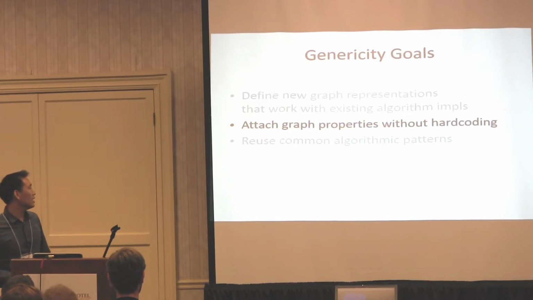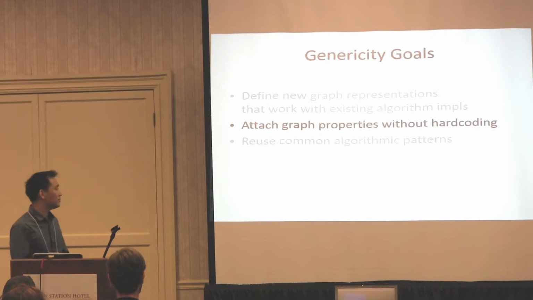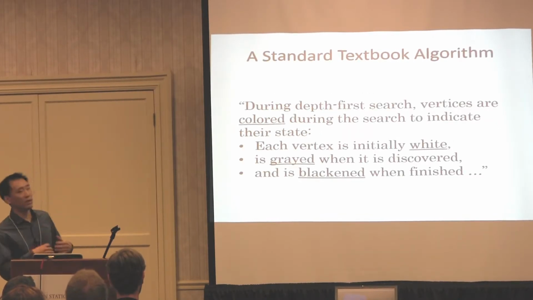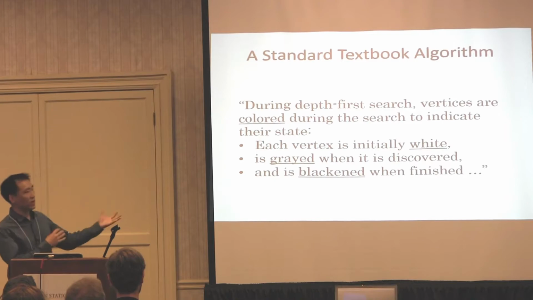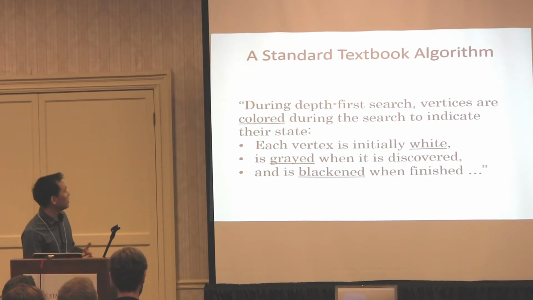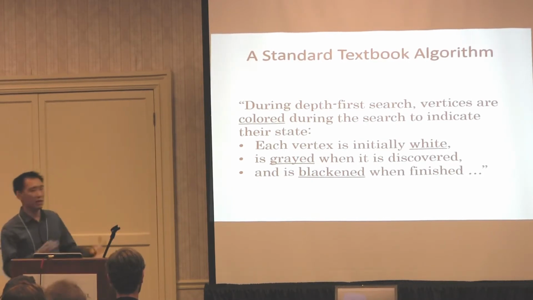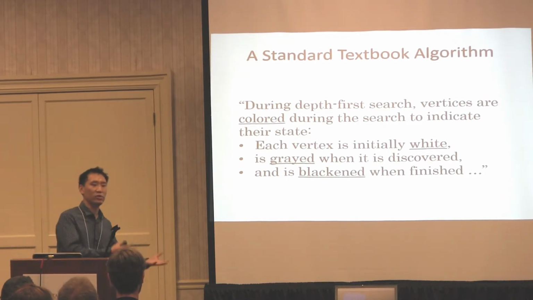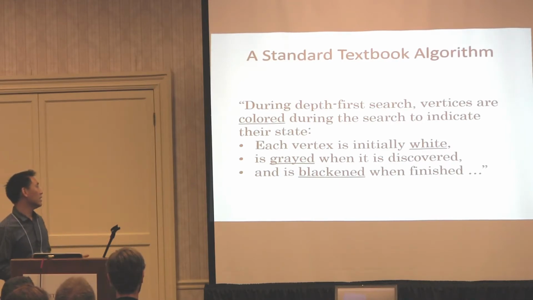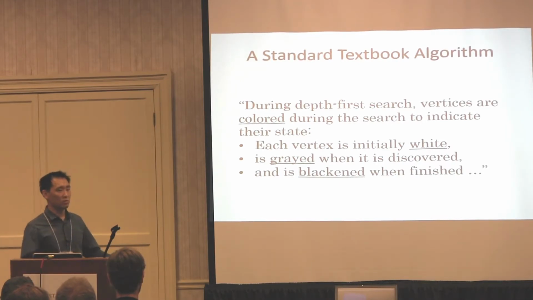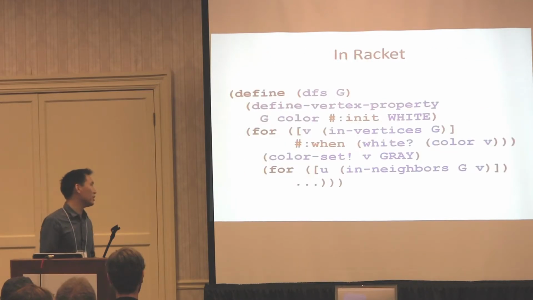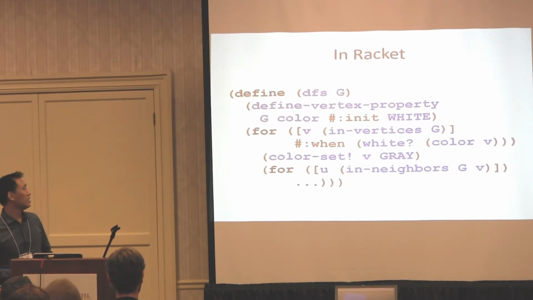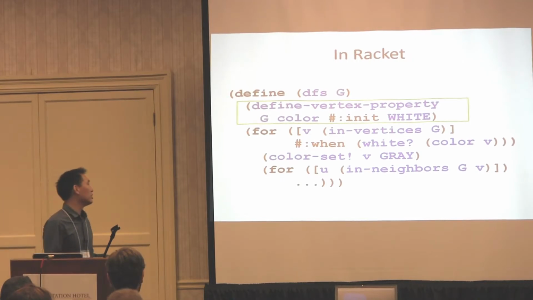So the second goal that I wanted to have was, when you read a graph algorithm, you often come across something like this. This is the description for depth first search, and it says, to do depth first search, you first color all the vertices, where each vertex is initially white, and then when you discover it, you color it gray, and then when you're done with your search, you turn it black. So at a higher level, this is a property that you want to attach to your graph. And in my graph library, you can do pretty much exactly that.